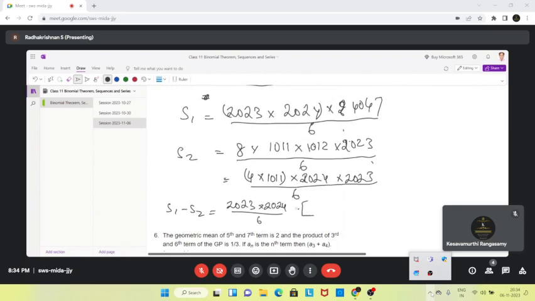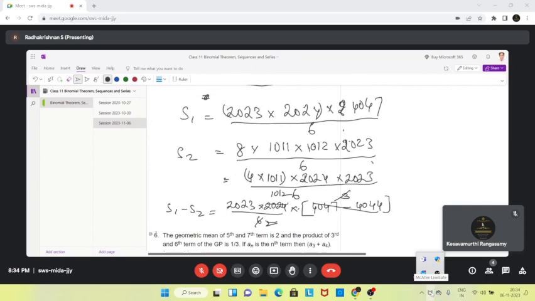So what remains in the first term is 4047 and what remains in the second term is 4044. Right? 4 into 1011, which is 4044, is what remains. And this is simply 3. You can cut it out and put it as 3. And this is simply 2. 3 into 2 is 6. So this becomes 1012.